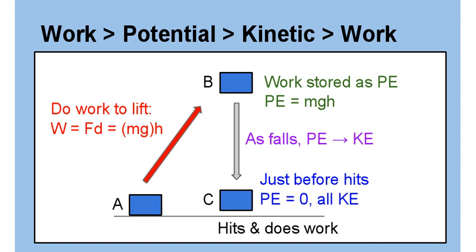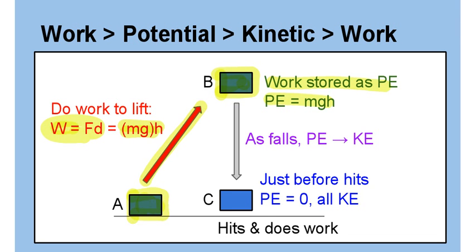Check this out, though. Here's a box on the floor. I've got to do some work to raise this thing up. And so here's the box initially, point A. I do some work. That work is equal to force times distance, which we saw before was equal to mgh. And now the box is up here at point B. And guess what? All that work that I did got stored as potential energy. And we saw that to calculate the gravitational potential energy, it's just mgh.